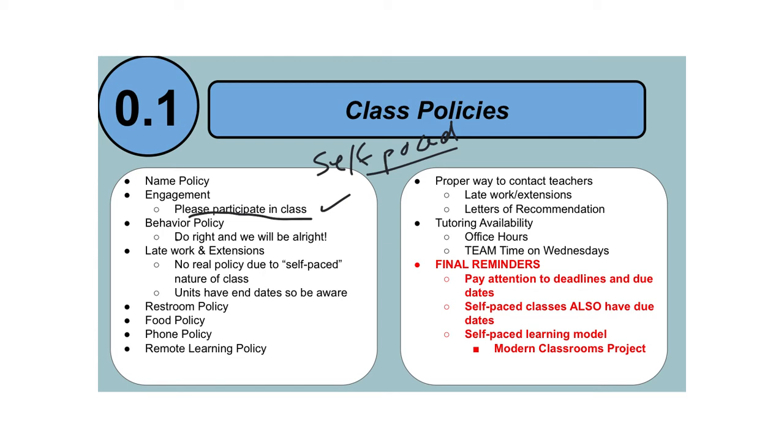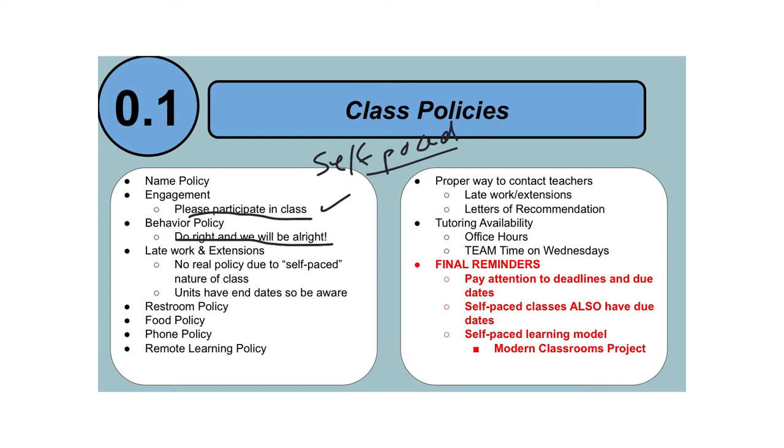Behavior policy, it's a simple rule. Do right and we will be all right. You just do the right thing, because I'm always going to respect you, and I just always ask that you respect me in return. And so when we have an established respect, then there's going to always be a clear path for us to both communicate at all times. So just do right, and then I will do right by you, and you do right by me, and everything will be a-okay.